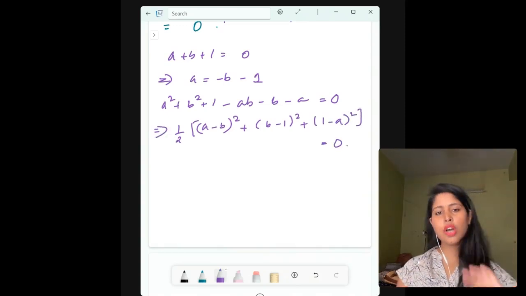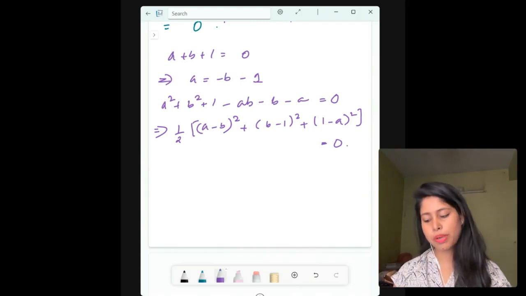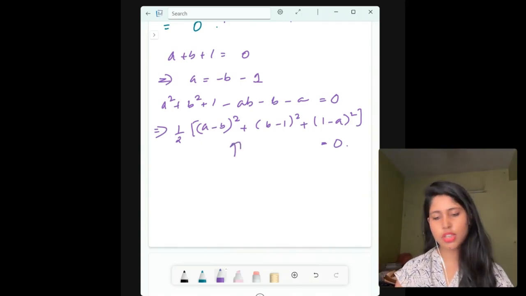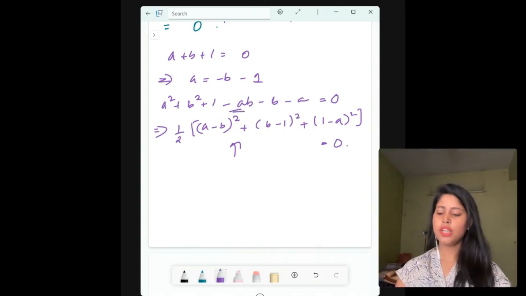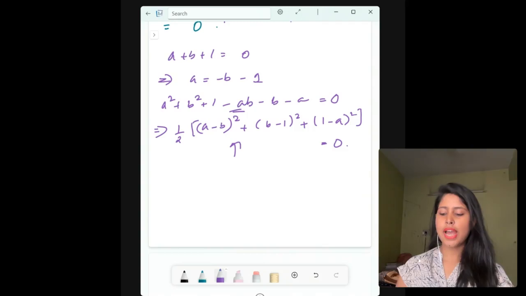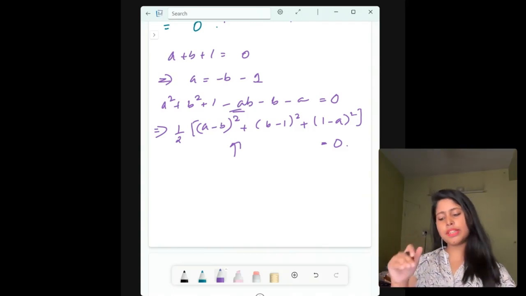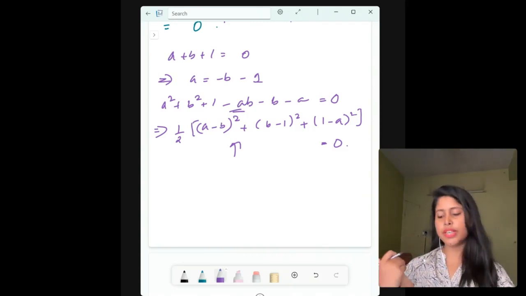Now see, if you just open all these terms, then you will get this term, this equation only. So you can check that at home. And here, in this relation, what can we see? We can see that a is equal to b here, and from here we can see that a is equal to b. From here we can see that b is equal to 1, and from here we can see that a is equal to 1, right?